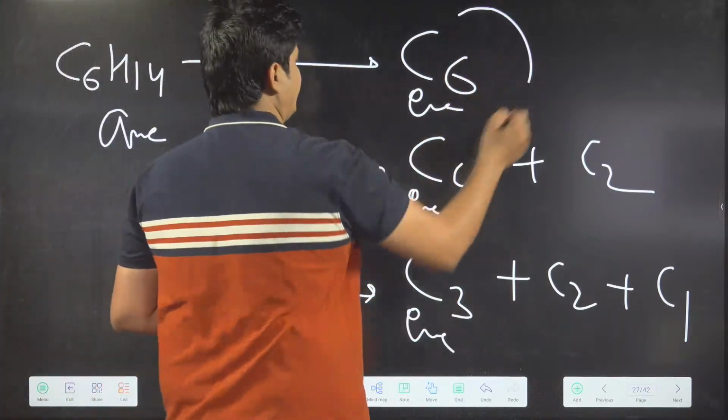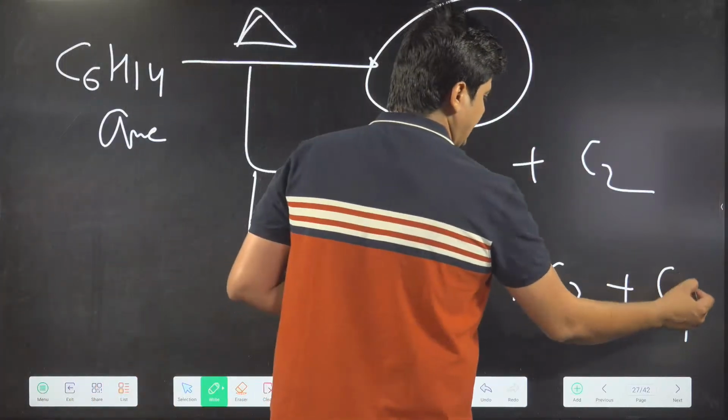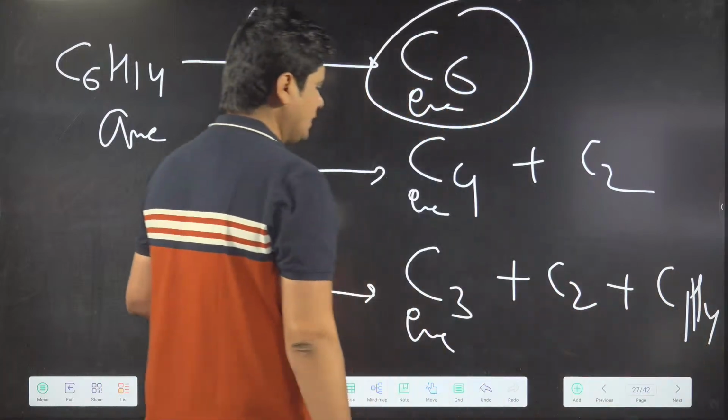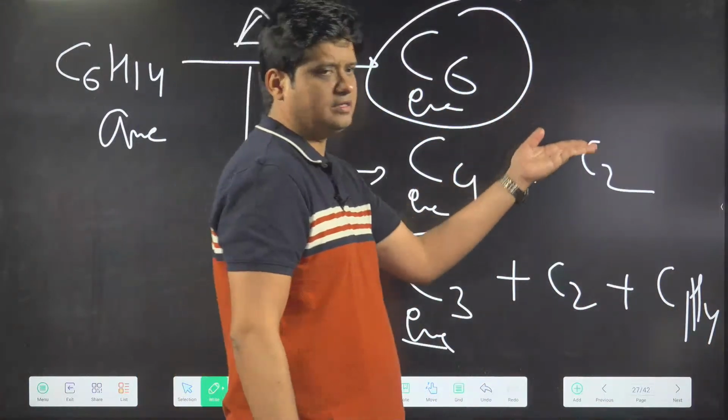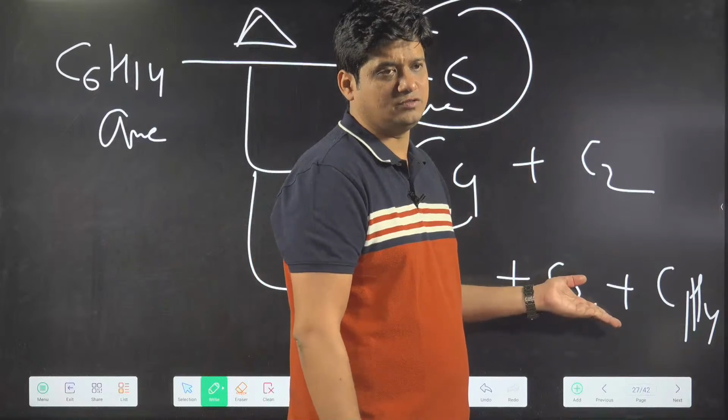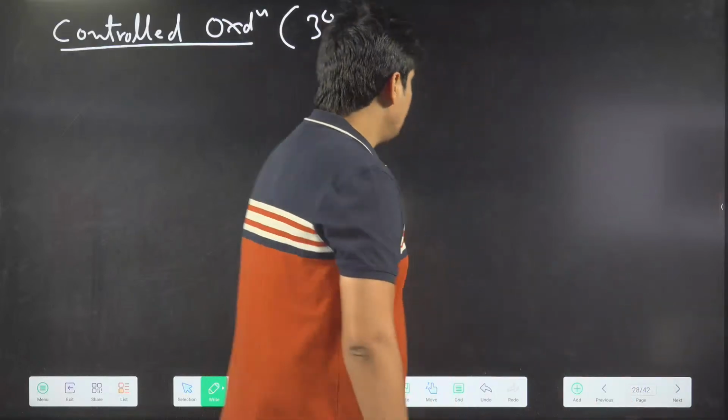Now you have to write the formula there. This C1 you can guess, C1 means CH4. Then you can write the formula. This C2 you can write by balancing the hydrogens. This is about the cracking.